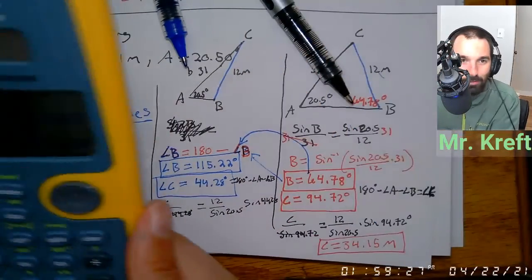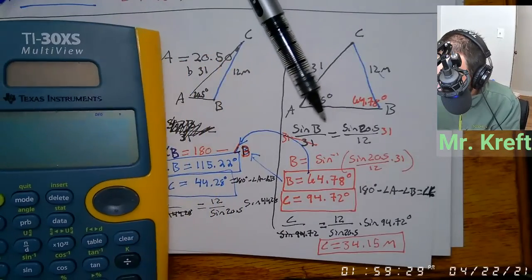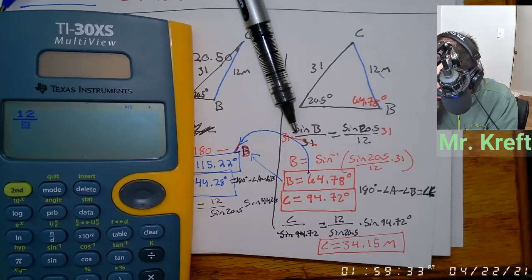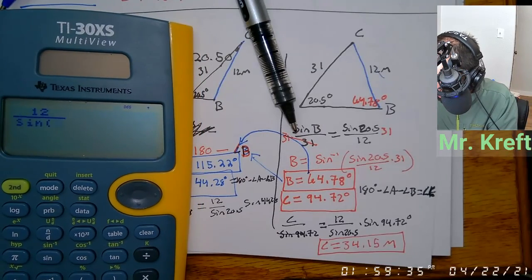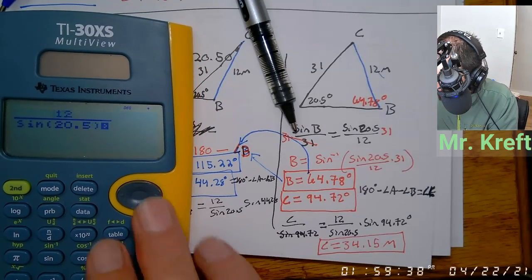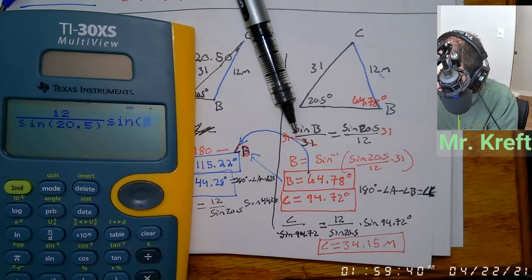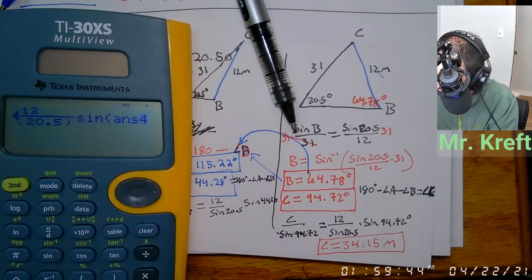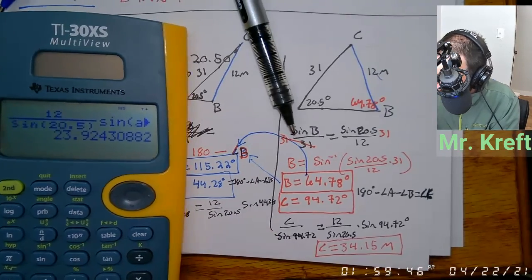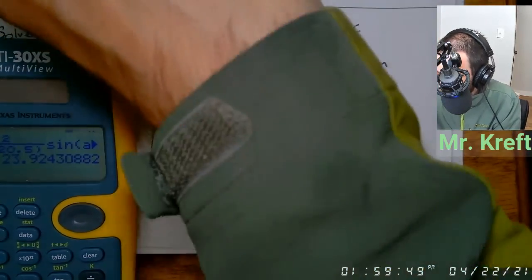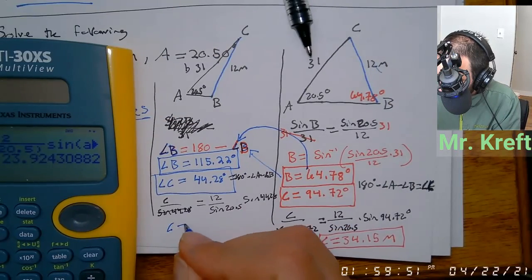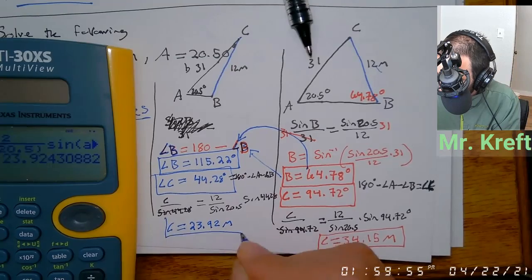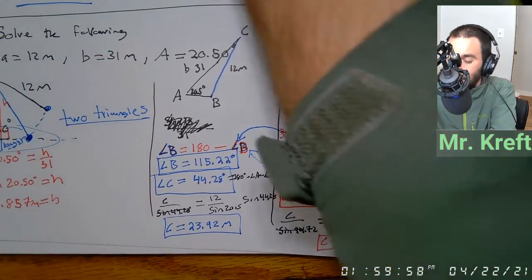So in my calculator, I'm going to go, and I have to end class here in just a minute. We're going to barely make it. Sine of 20.5 and then times sine of 44. I can just do the answer because I had it as my last answer. And I get side C is about 23.92 meters. Okay, and that has solved the problem.